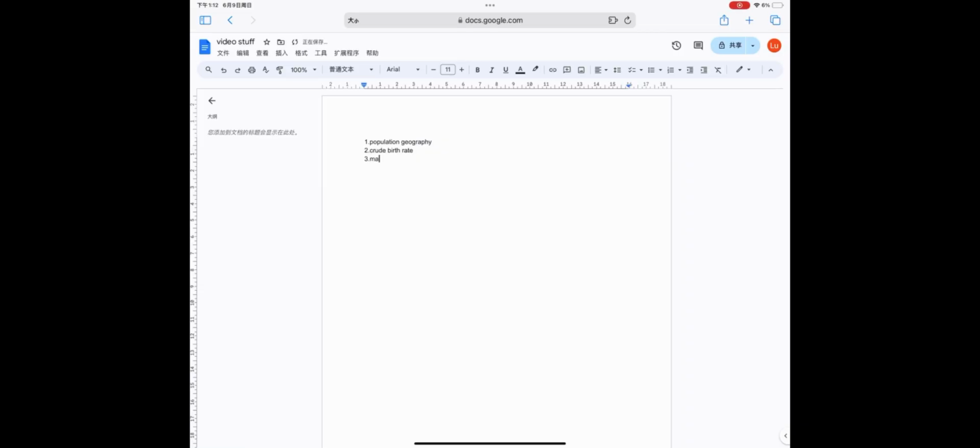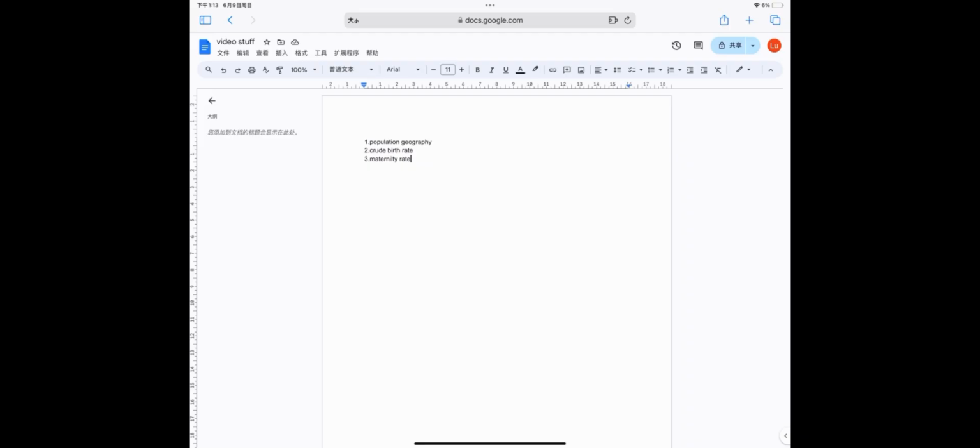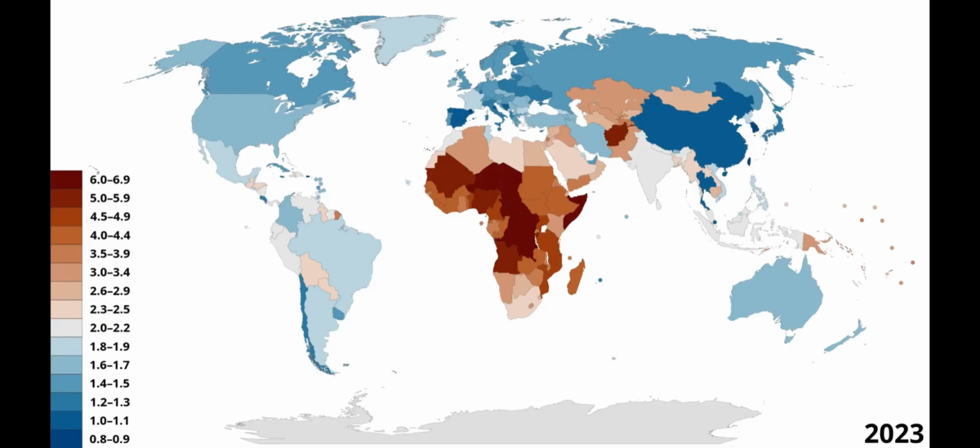Our third vocabulary is the maternity rate. Maternity rate is like the opposite, or it could be similar to crude birth rate, and it's how many deaths per 1,000 people. Our fourth and final vocabulary to get out of the way is fertility rate. Fertility rate is, some would say, a better way to measure birth rate. Fertility rate is, on average, how many births a mother gives.